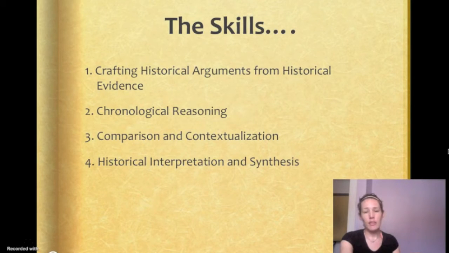So, these are the skills. There are 4 of them for AP World. Crafting historical arguments from historical evidence, chronological reasoning, comparison and contextualization, and historical interpretation and synthesis. So let's go into all of them in more detail.